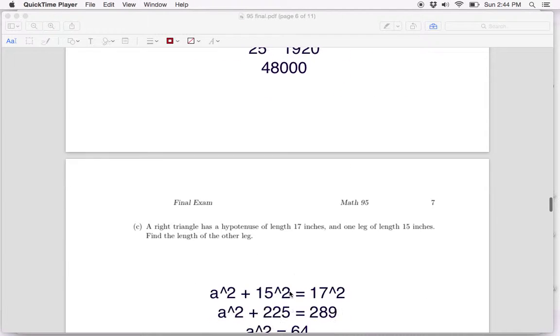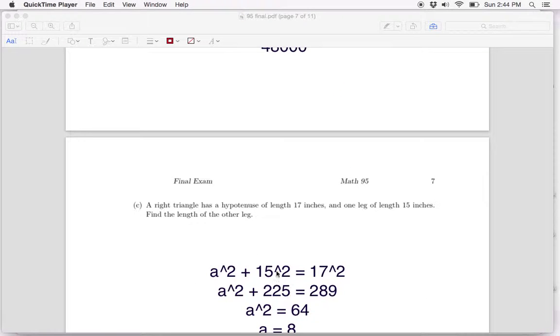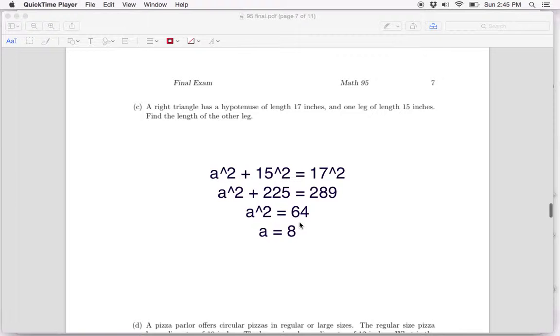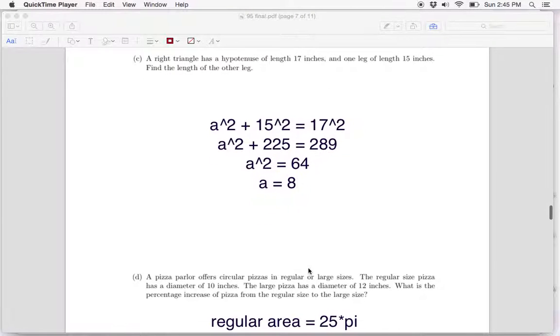All right, next one, we've got a right triangle, and we're given the hypotenuse and one leg, and we have to find the other. So we have our a squared plus b squared equals c squared. Hypotenuse is the c, so that's the 17 squared, which is 289. 15 squared is 225. So that tells me that a squared is equal to 64. So a, taking the square root, must be 8. And because you don't have a calculator, you can assume that these are going to be nice, neat square numbers here if you see a problem like that.